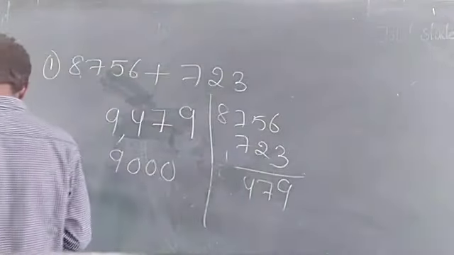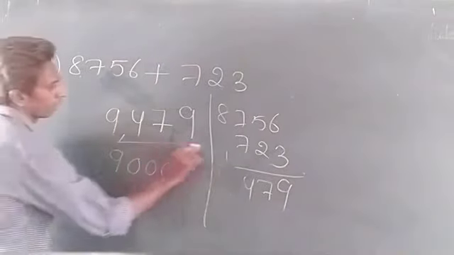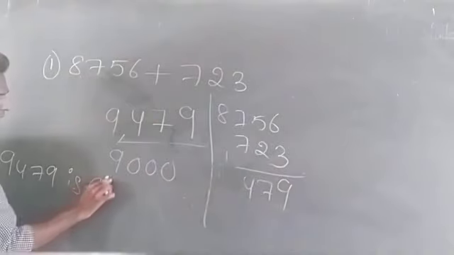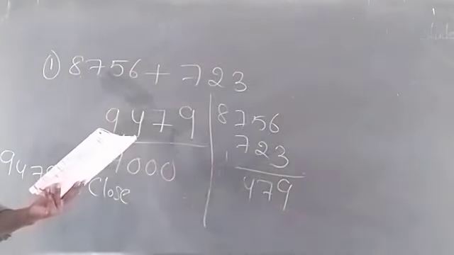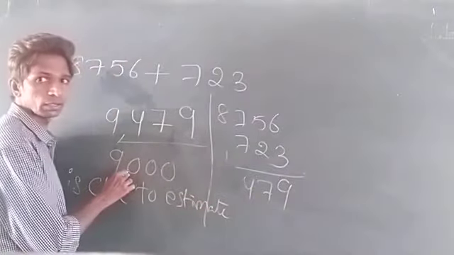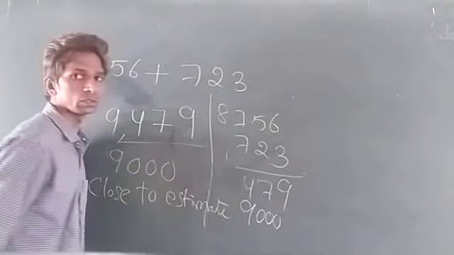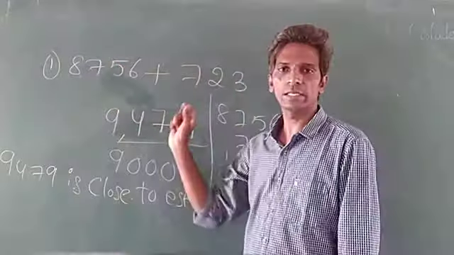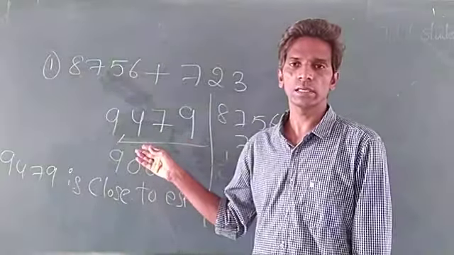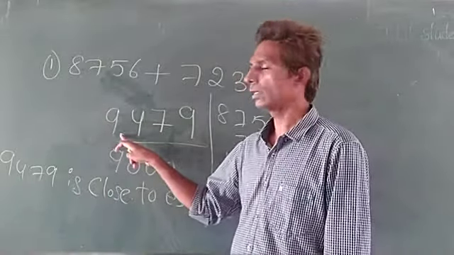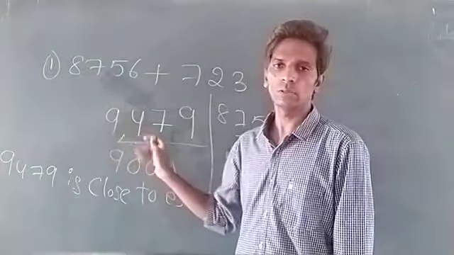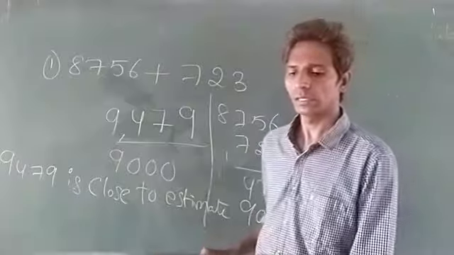So you want to write down, by doing the addition, what is the value that came? 9479 is close. Second, it is close to the estimate. Estimate, what is the value? 9000. Understood the problem? The meaning is, two numbers are given, you have to add them. After adding, we got the number 9479. You have to write the nearest value, 9000 or 10000. The nearest value here is 9000, because after 9 we have 4. If above 5 we take the bigger number, so below 5 means you write 9000. So it is closer to 9000. Like that you want to do.